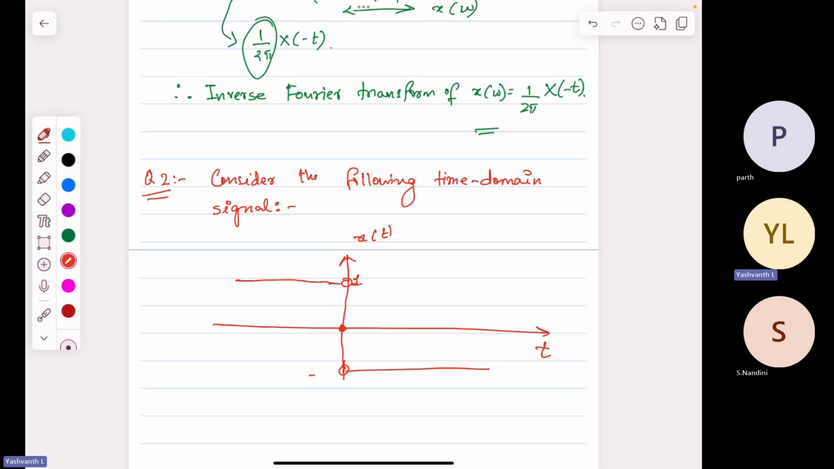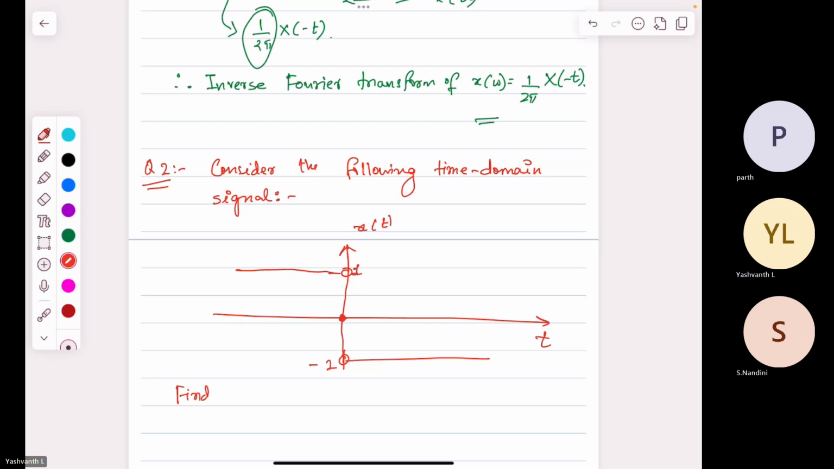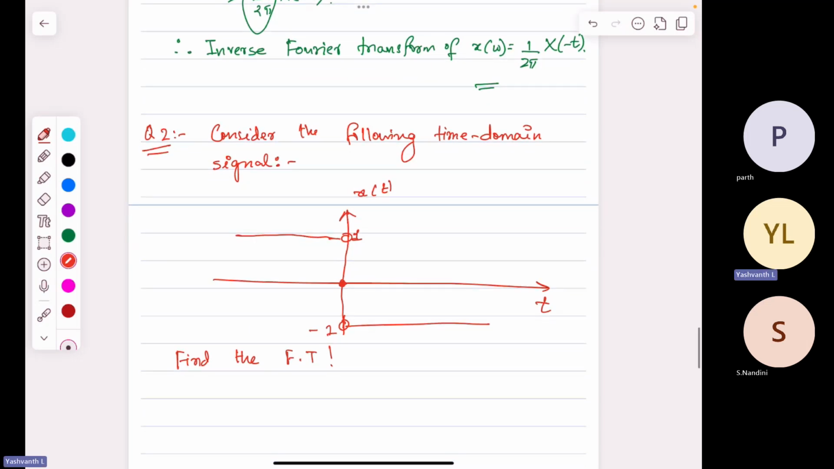It takes a value 1 when t is less than 0. It takes a value 0 at t equal to 0. It takes a value minus 1 when t is greater than 0. Now the question is again simple. Find the Fourier transform. Any leads? Any idea how I solve this, just by using properties of the Fourier transform? Of course, you can use the definition, integral of x of t e to the power minus j omega t dt, and then solve. That's one way.